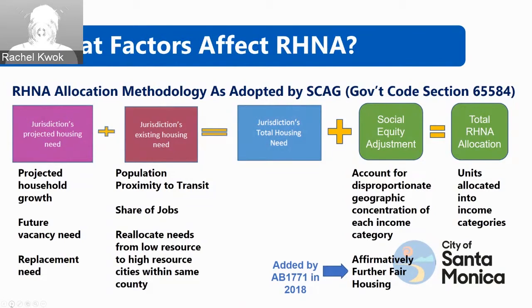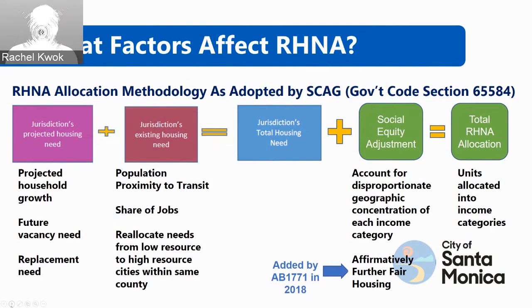So how is our RHNA determined? We were given this 8,873 number. So how was that determined? Well, there's a methodology that has been revised since the last housing element cycle. This methodology first takes into account the jurisdiction's projected housing need. That is based on things like past household growth in the city, what its future vacancy need is, and what its replacement housing need is.